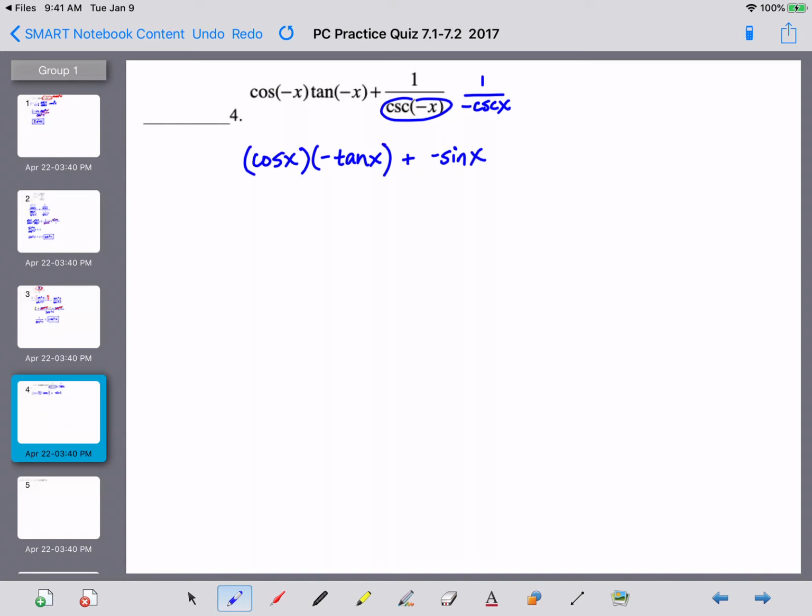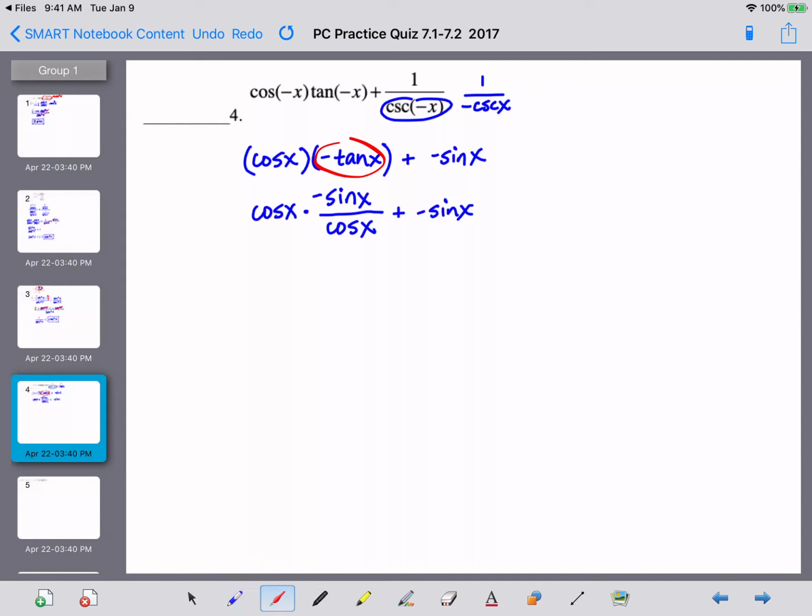All right, so now let's rewrite this tangent right here in terms of sine and cosine. And that will turn into sine x over cosine x. And this is still negative here. And then we have plus a negative sine x.